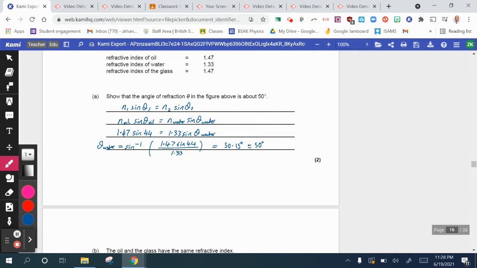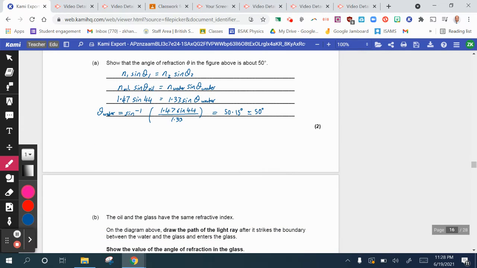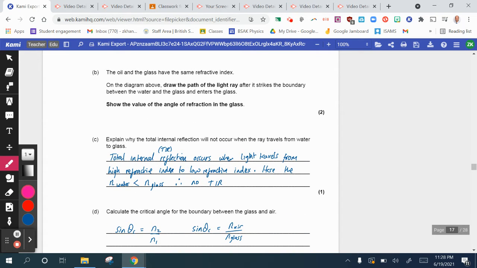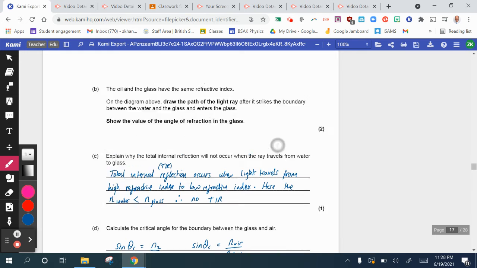The way you set up that question is quite nice and straightforward. Start off with Snell's law, plug in the numbers and get to your answer. Part B of this question says the oil and the glass have the same refractive index. On the diagram above, draw the path of the light ray after it strikes the boundary between the water and the glass and enters the glass. Show the value of the angle of refraction in the glass.